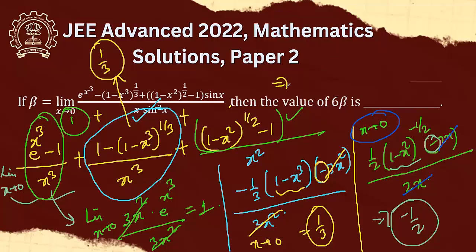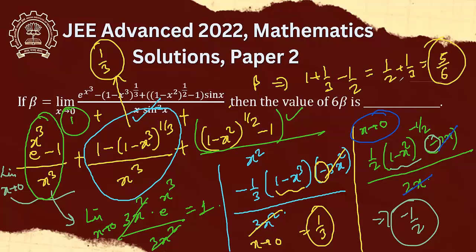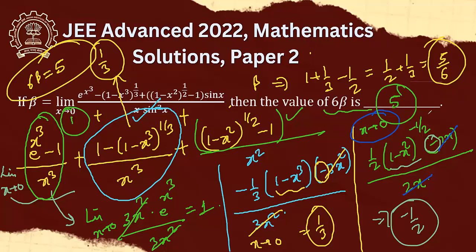So finally my beta is going to be 1 plus 1 by 3 minus 1 by 2. That is 1 by 2 plus 1 by 3, that is 5 by 6. So the value of beta I am getting as 5 by 6. That means 6 beta is equal to 5. And the question says, what is the value of 6 beta? That is 5. Hence, that's the answer. Okay. Thank you.